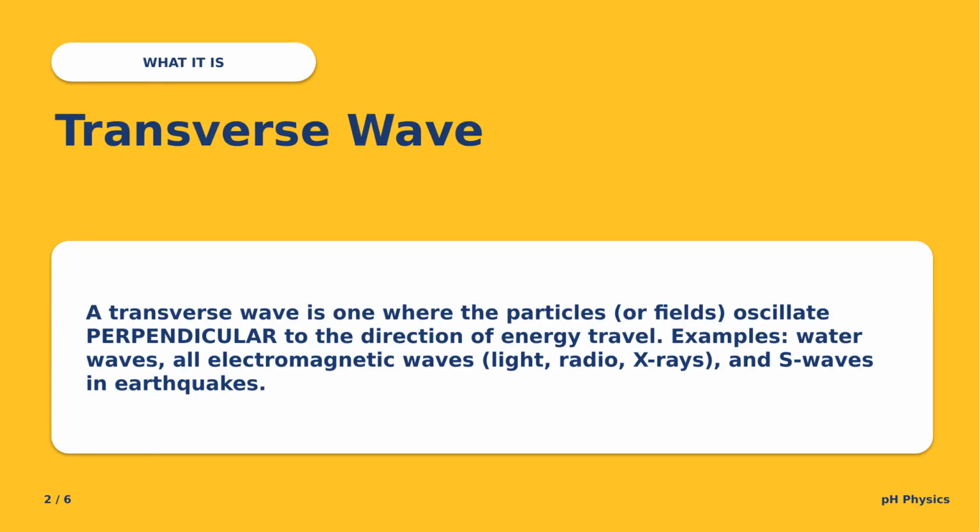A transverse wave is one where the particles, or fields, oscillate perpendicular to the direction of energy travel. Examples: water waves, all electromagnetic waves from light, radio, X-rays, and S waves in earthquakes.